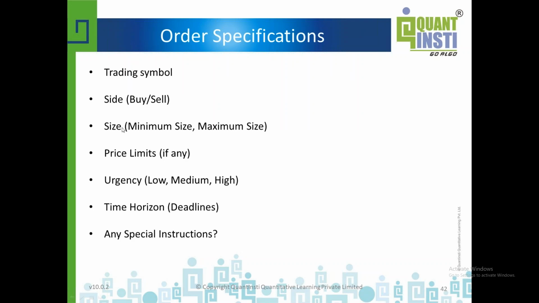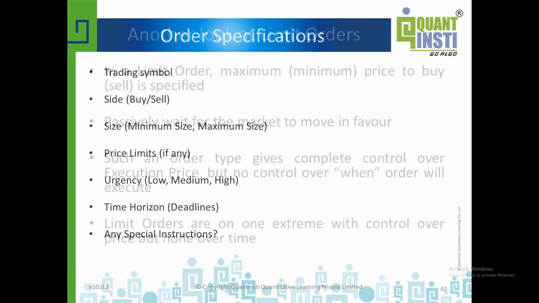Size: so size is minimum size and maximum size. Don't worry about this; I will cover what a minimum and a maximum size are. Basically, your algorithm will set what size to fire. Minimum size and maximum size can be based on the total number of stocks that you want to sell. I will discuss these finer points, but obviously you know what an order looks like.